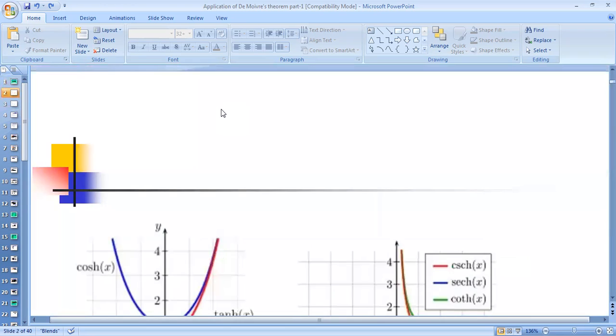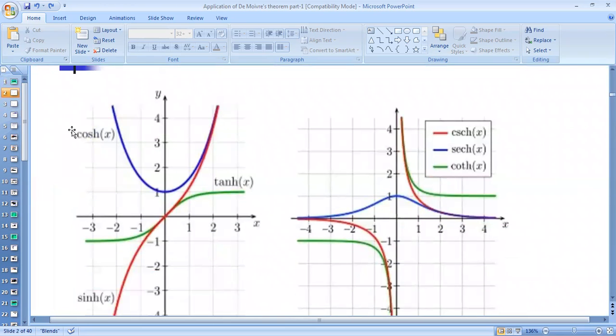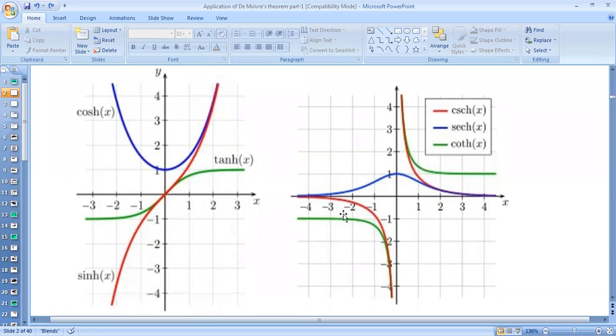So for cos hyperbolic t, this is blue, tan hyperbolic is green, and red will be sin hyperbolic. This is the whole path of the hyperbola, the arc length of a hyperbola. Similarly, cosec hyperbolic, sec hyperbolic, and cot hyperbolic can be represented by this.